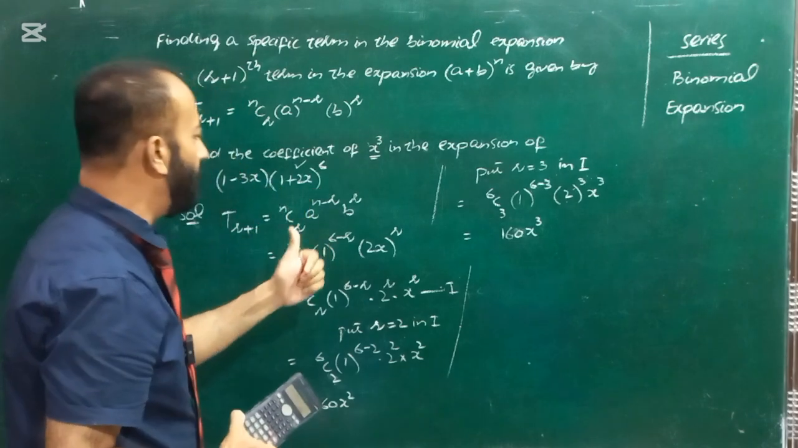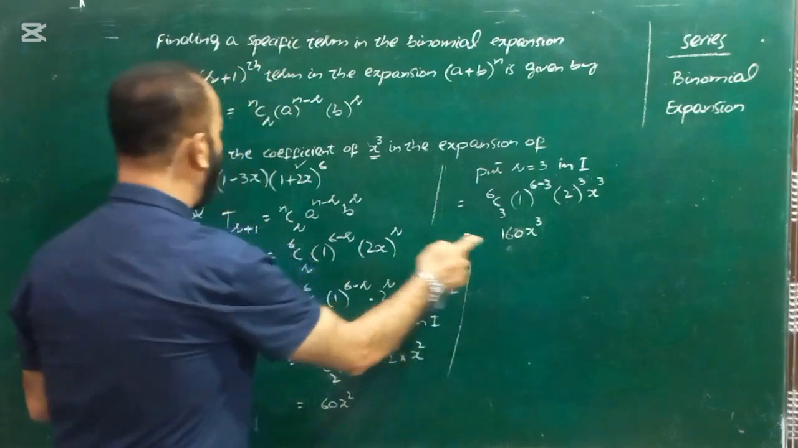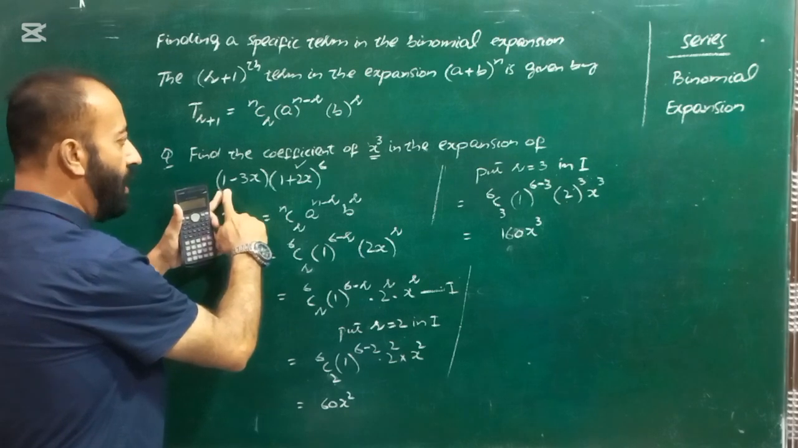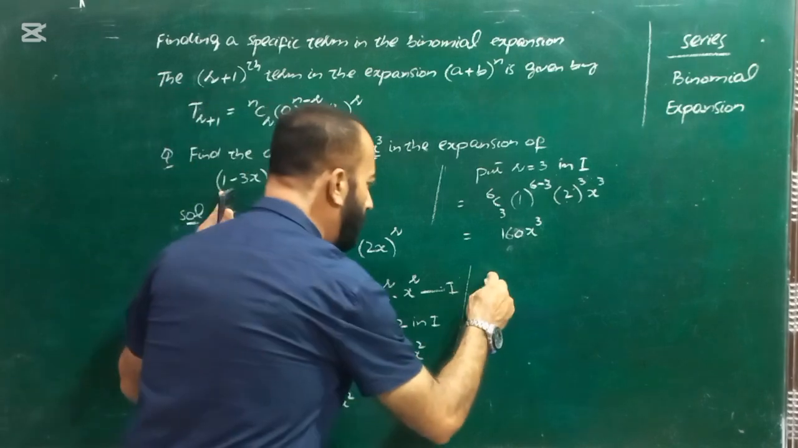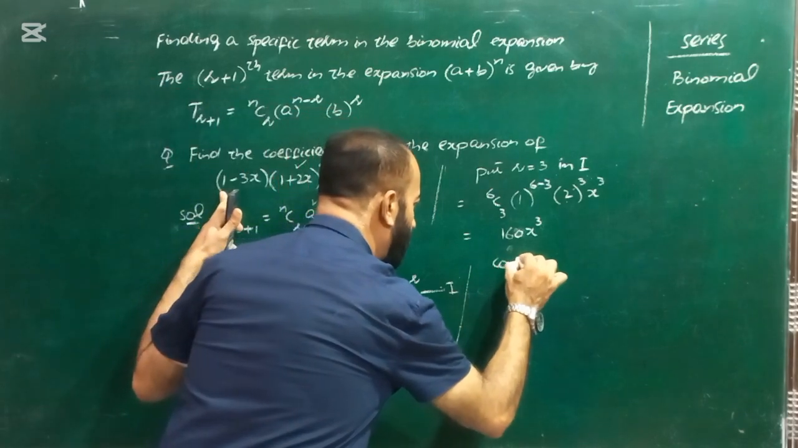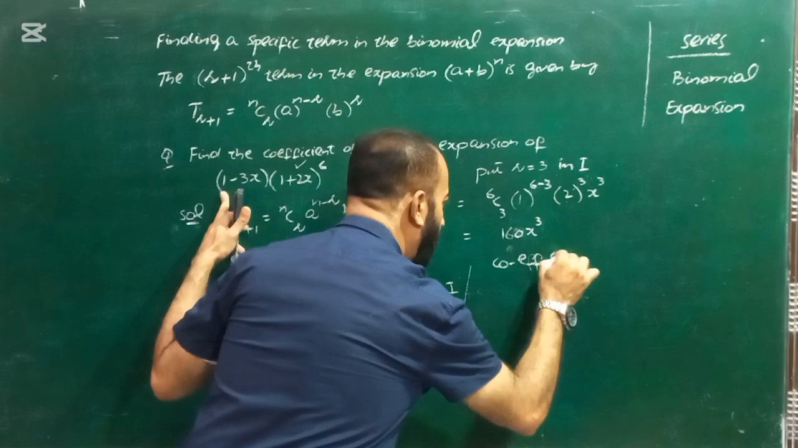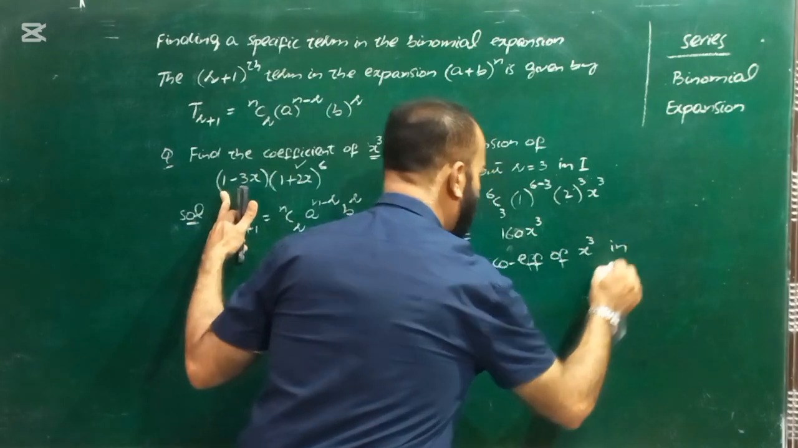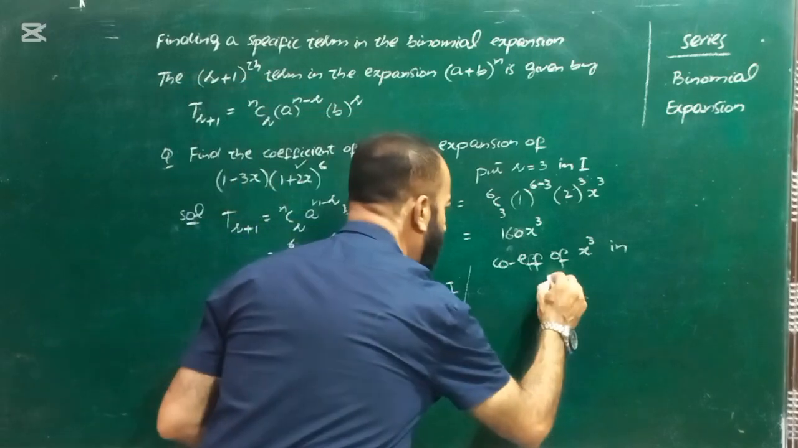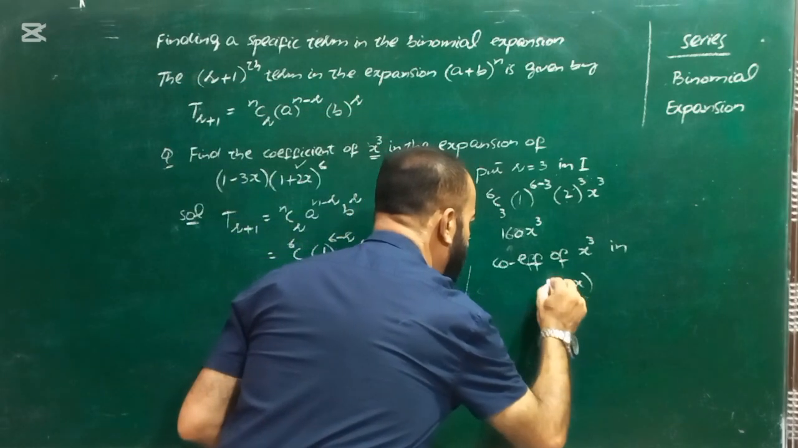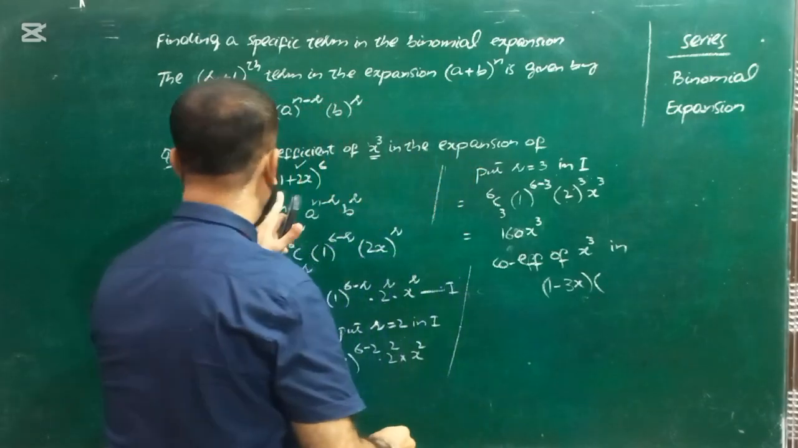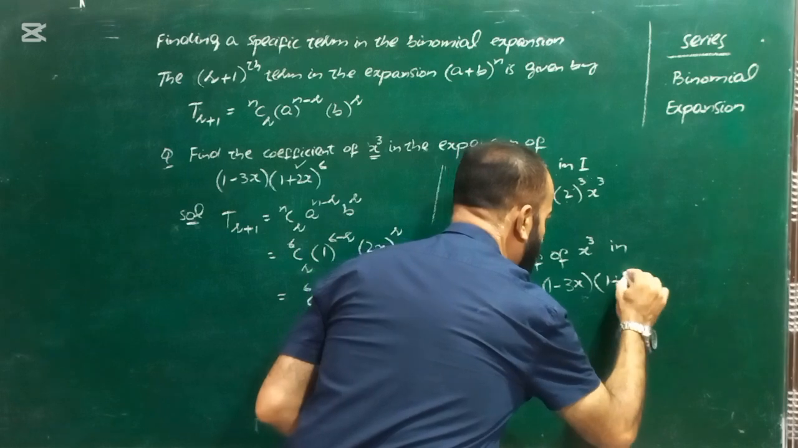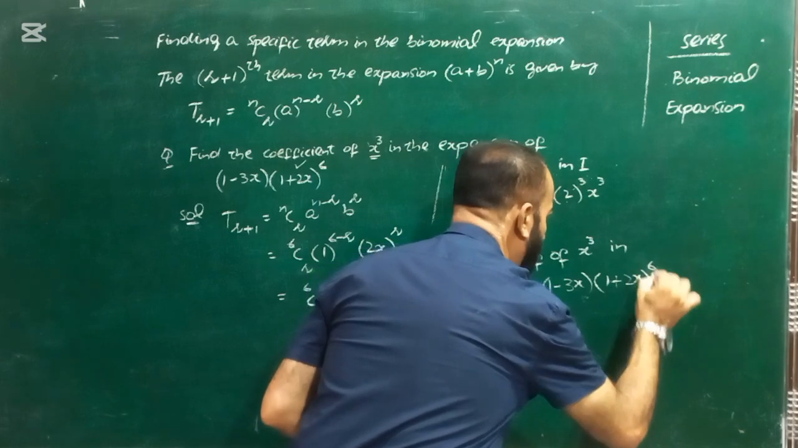So listen carefully now. This term, when multiplied with 1 of the second bracket, will make 160 x cube. So look now, coefficient of x cube in, so first we will write 1 minus 3x into 1 plus 2x raised to the power 6.